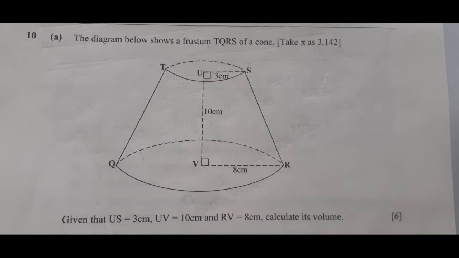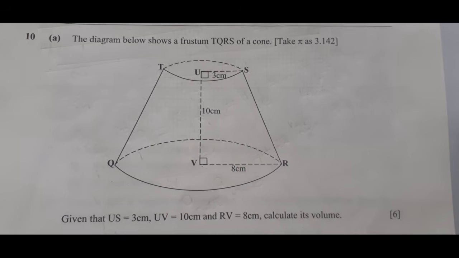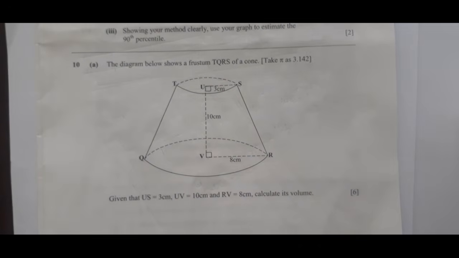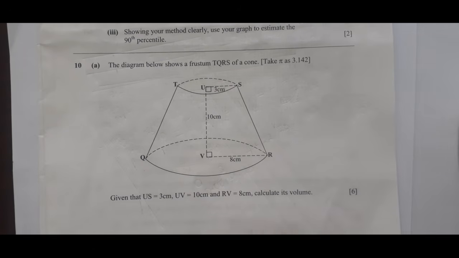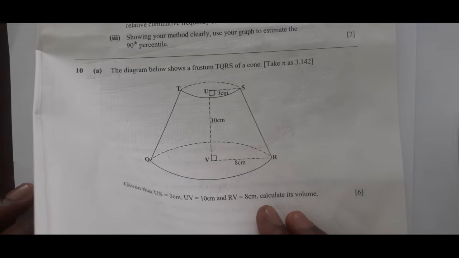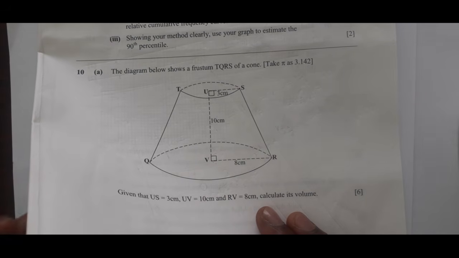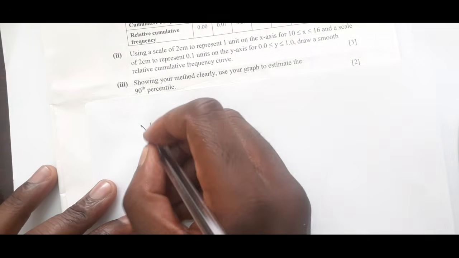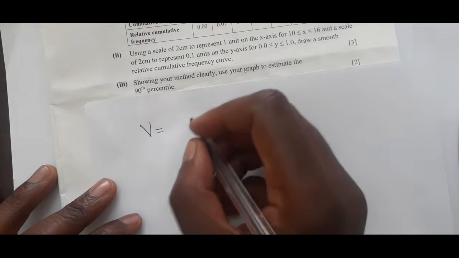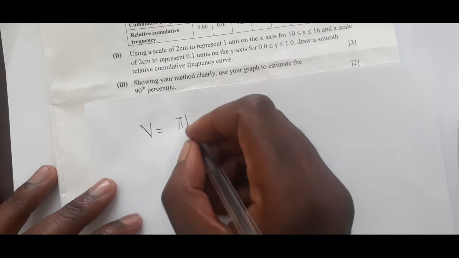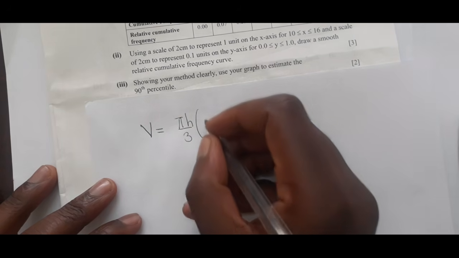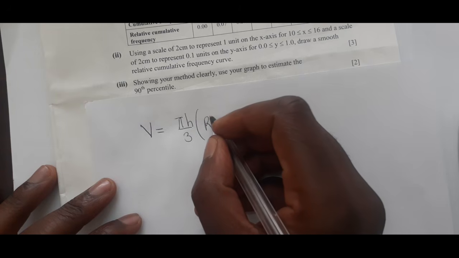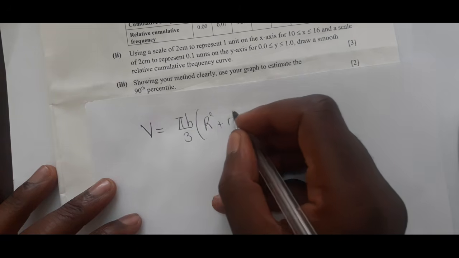Calculate its volume. So how do we calculate the volume of a frustum? Now, take note that this is a conical frustum. And what we do in this case is we can use the formula, which is, when we are dealing with a conical frustum, pi r plus r.